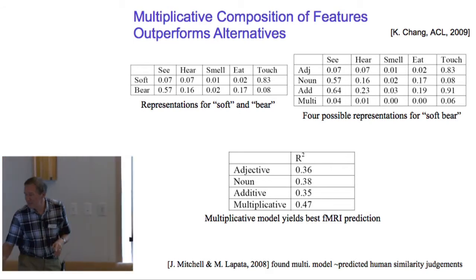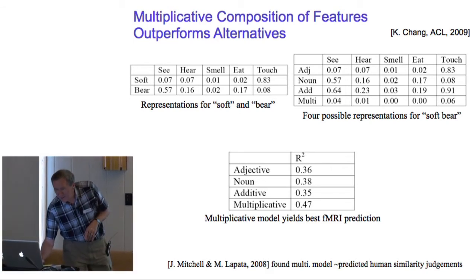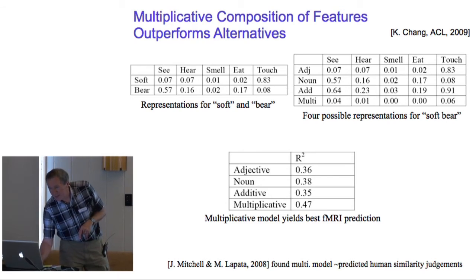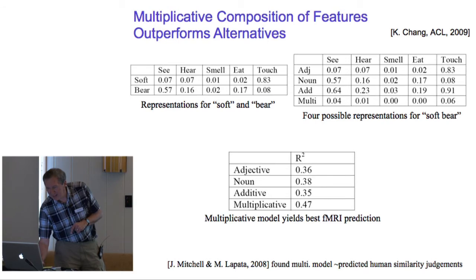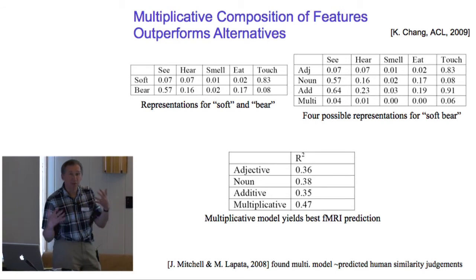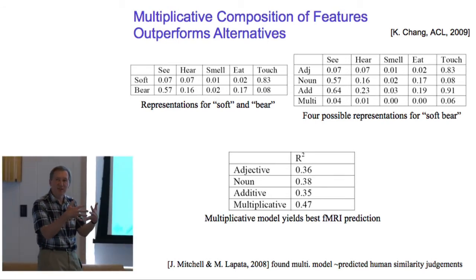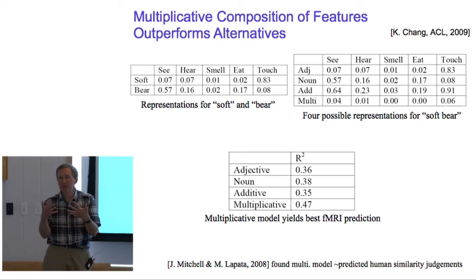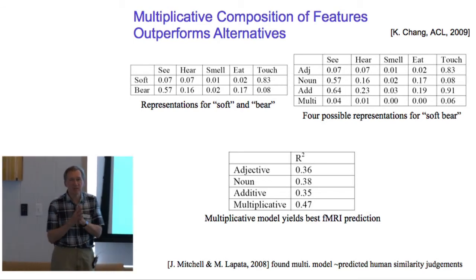And so here you see the verb frequencies for soft and for bare. Here you see the codes for the noun phrase. If you just take the adjective, just take the noun, just take the sum of those soft and bare, or if you multiply them one by one. And in his model, he found that the multiplicative, the and, the conjunction of those features gave a better result than the other three models.